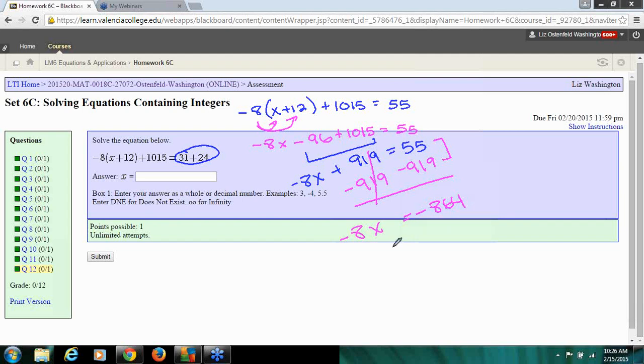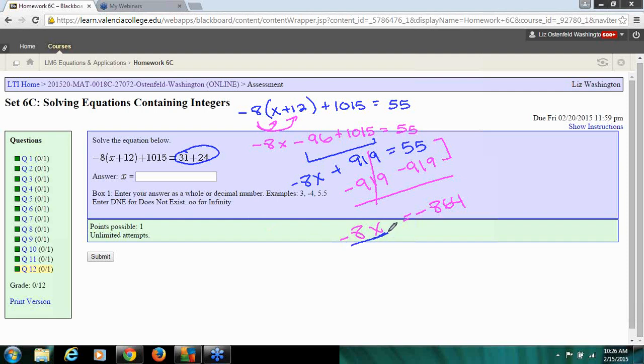Don't be shy. What do you think I need to do to get this variable alone? I am going to cross it out by how. What operation am I going to perform?